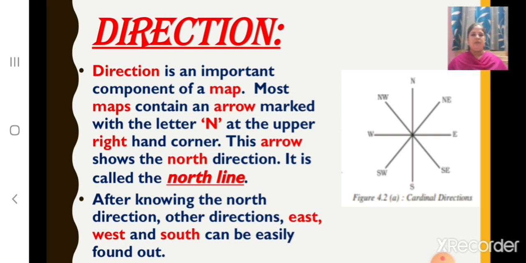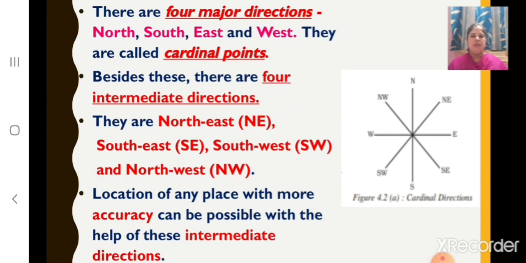And after knowing the north direction, other directions such as east, west and south can be easily found out. And children, there are 4 major directions. What are they? North, south, east and west, and they are called cardinal points. So children, what are the 4 cardinal directions? The 4 cardinal directions are north, south, east and west.